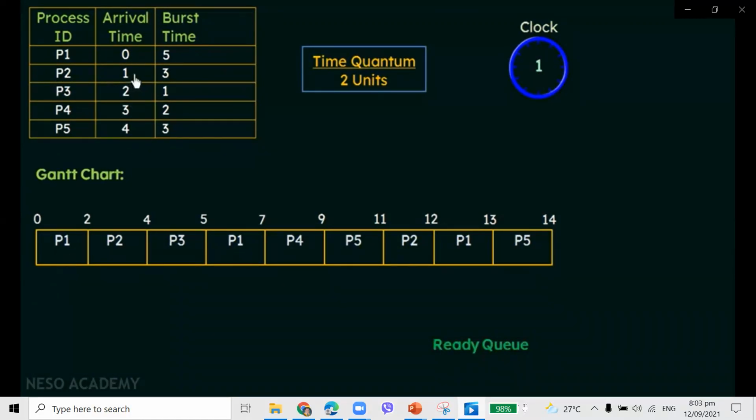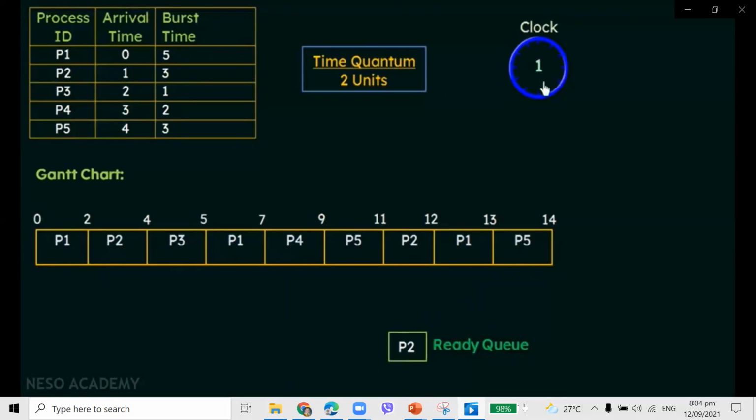Now let's see what happens in this table. So in this table we see that at time 1, P2 has arrived. So P2 is arriving at time 1, but it cannot be given the CPU at this time because P1 is currently using the CPU and has not completed its time quantum of 2 units. So what will happen? P2 will be placed in the ready queue. So we have P2 in our ready queue now. So that is all that happens at time 1.